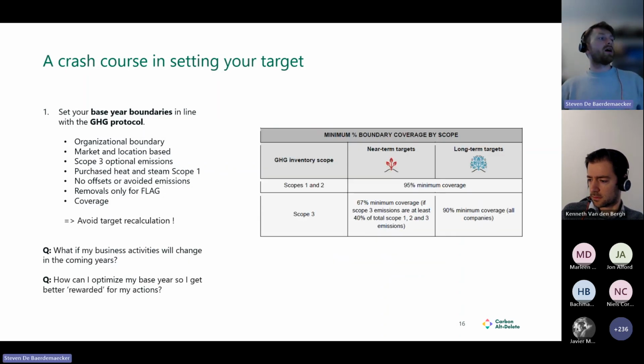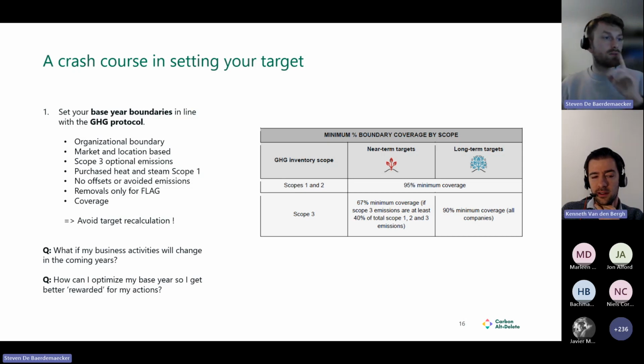Another aspect which is quite important to take into account in your base year boundaries is the coverage. So for every SBTi, apart from the emissions that you can leave out because they're not significant or not representative, the calculation of your targets can be limited to coverage for scope 1 and 2 to 95%, and for scope 3 for the near term to 67%, and for your long term to 2050 to 90%. You don't need to remember these numbers for now, but take into account that your coverage, to calculate your eventual targets, can differ from scope to scope and can differ between near and long-term targets.